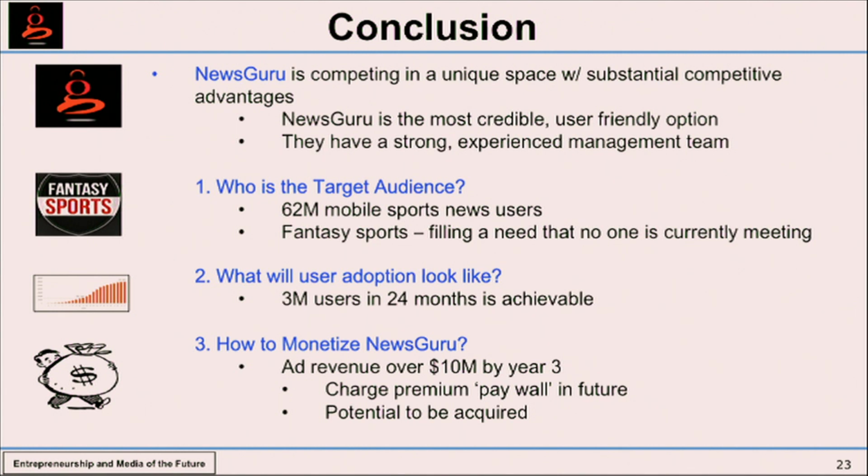What is the target audience? We were able to identify the $62 million mobile sports news users, and we were even able to identify this niche fantasy sports segment that has an unmet need for sports aggregation. We also explained what we think adoption will look like, which over 24 months they'll be able to get about 3 million users. And lastly, we explained a few different ways that NewsGuru can monetize their user base based on native ads, eventually charging a paywall, and then hopefully having some sort of potential to be acquired in the future.